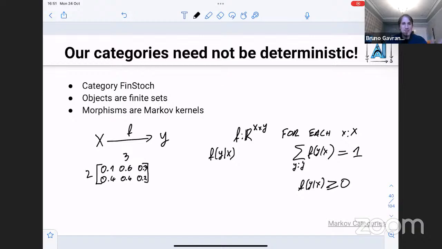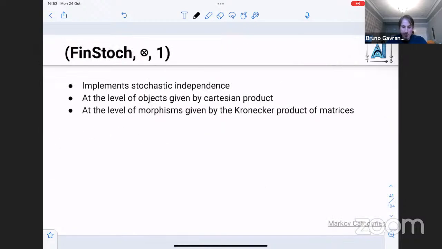This is a whole area of study, so I'm not going to spend too much time on it, other than to tell you that the way you compose two morphisms, if you're familiar, is called the Chapman-Kolmogorov equation, really just multiplying the corresponding matrices together. The whole point being here that this is a category, so it satisfies associativity, unitality, but this also is a monoidal category, whose monoidal product implements stochastic independence.